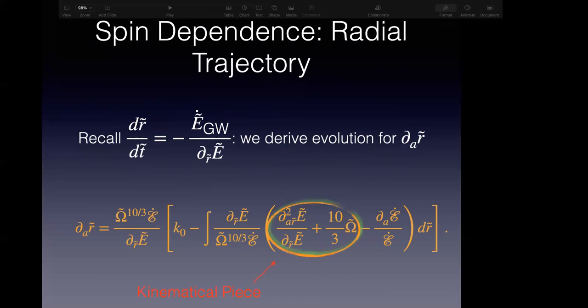So first of all, we have a kinematical piece. This is determined purely by the geodesics of the problem. We have a radiation reaction piece, which I'm going to call the dynamical piece. And it turns out that for all spin parameters greater than 0.9, we were able to prove that the kinematical piece always dominates over the dynamical piece itself. Okay, and this gives us a lot more analytical control and a bit more of an analytical understanding about how the spin dependence in the radial evolution behaves, particularly in the near ISCO regime.